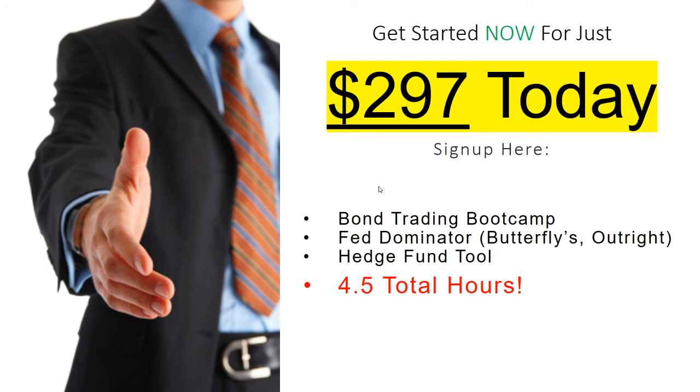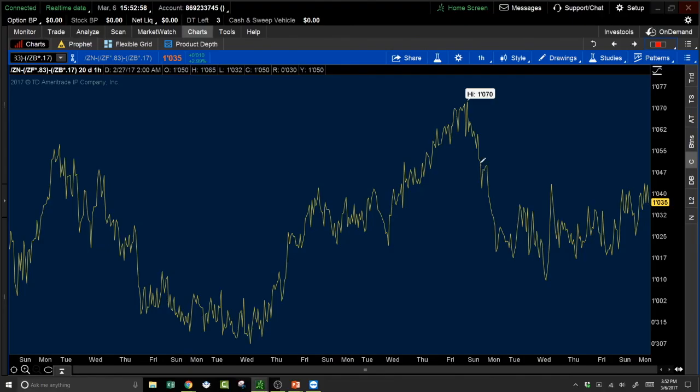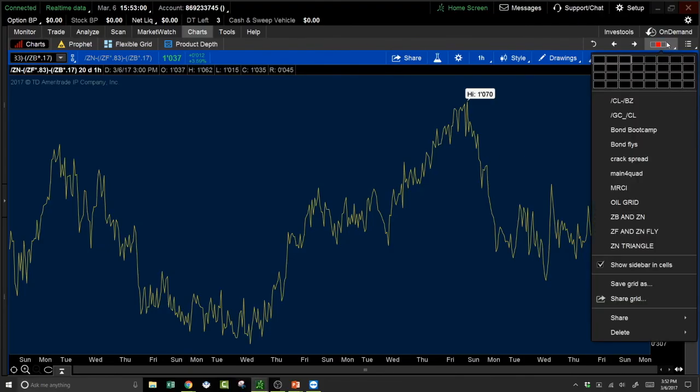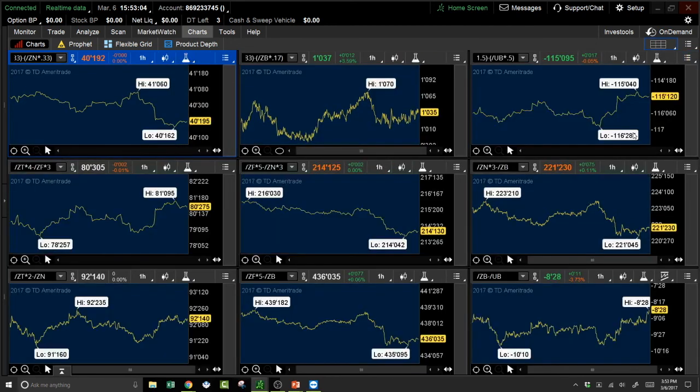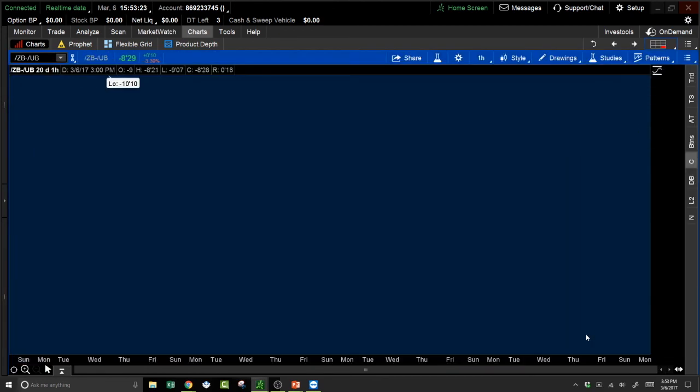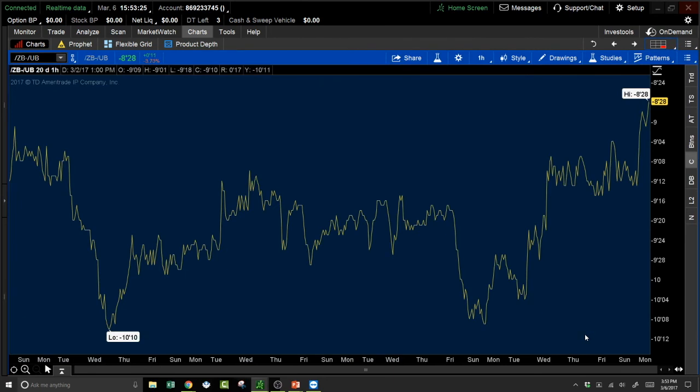So it's cool. I mean, what you start to learn. So if I look here, this just breaks up every spread. And this is going to look way complicated right now, but all this is doing is it gives me my butterflies up here. And then I'm looking at 2s, 5s, 5s, 10s, 10s, 30s. This is my favorite trade. This is the 30-year against the Ultra.